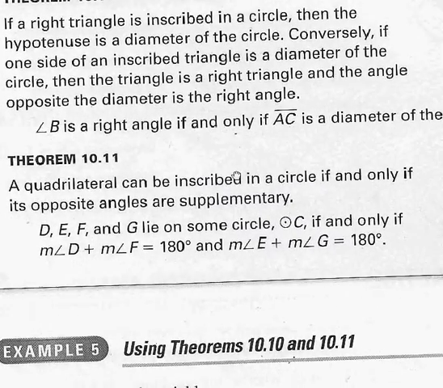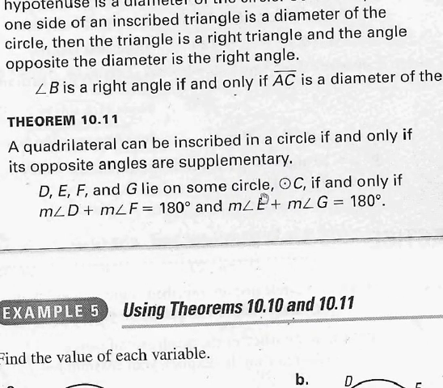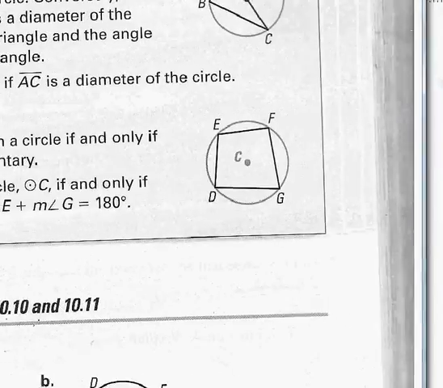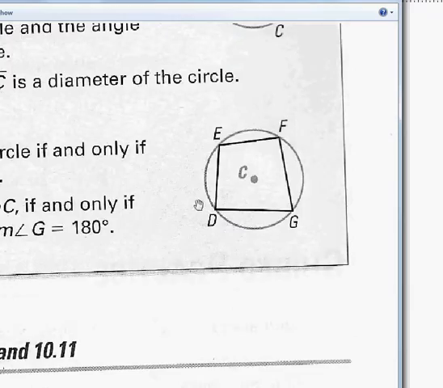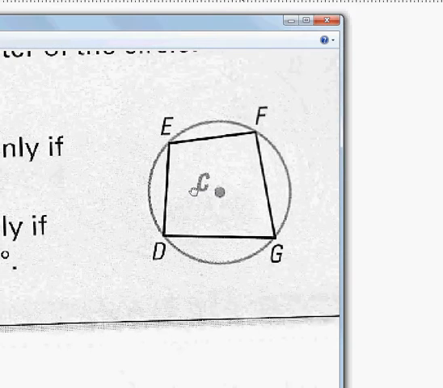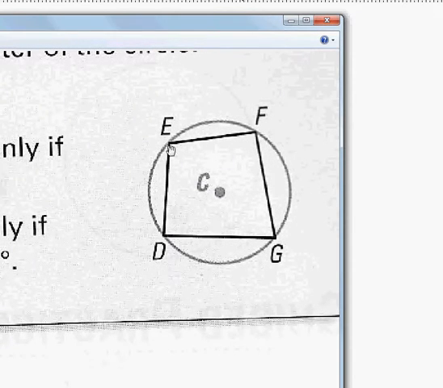Let's take a look now at theorem 10.11. Theorem 10.11 states that a quadrilateral can be inscribed in a circle if and only if its opposite angles are supplementary. And in this case, we're given a diagram of a circle where we have points D, E, F, and G. C is the center of the circle. And we are told that if this quadrilateral could be inscribed in a circle, we must have that the measure of angle E plus the measure of angle G, which are opposite angles, must equal 180, and that the measure of angle D plus the measure of angle F, again opposite angles of this quadrilateral, must also equal 180.